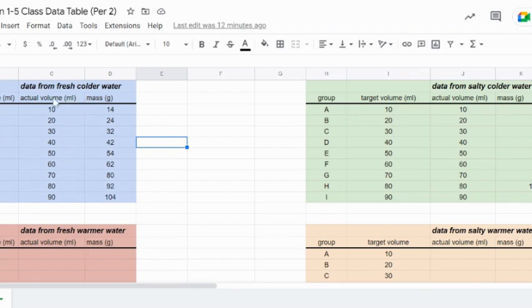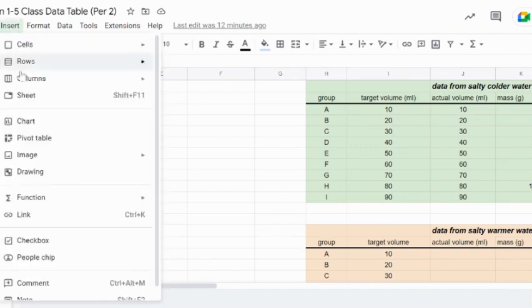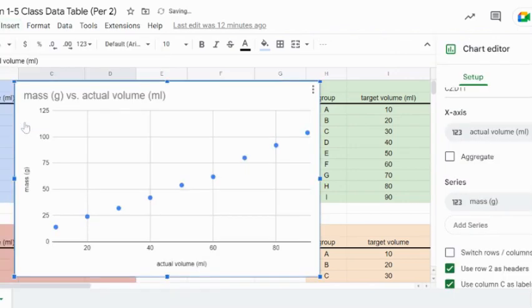So once I have all that set up, I go and I highlight just those two columns, all right? I stretch and highlight just those two columns, as you can see, including the two titles. And then I go up to Insert, and then I insert the chart.